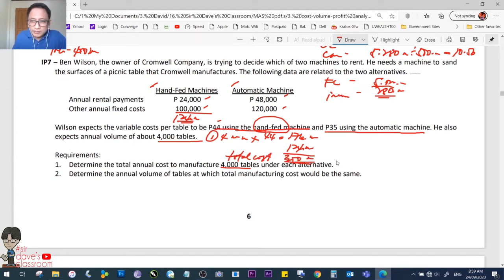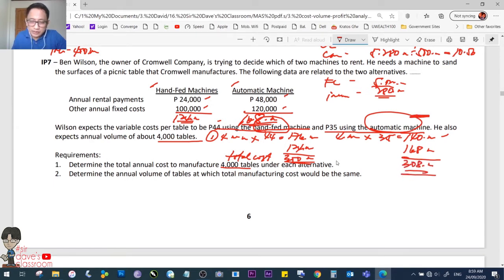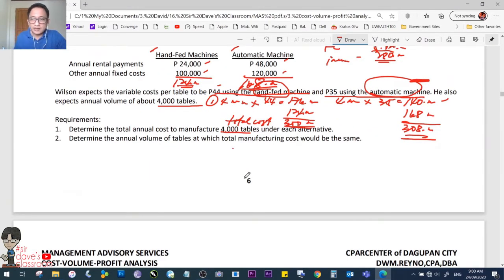For the automatic machine naman, just the same procedure, 4,000 units times 35 pesos. Mas mababa yung variable cost niya kasi alam naman natin, ganyan pag automated, mataas yung fixed cost. Mababa yung variable cost. Common characteristic yan. 4,000 times 35. Would you please check? Is that 140,000? Yes. Fixed cost would then be 168,000 plus 168,000. So for automatic machine, our total cost must be 308,000 pesos. I hope that's correct. Could you please check? Correct. 308,000. We have satisfied requirement number 1.